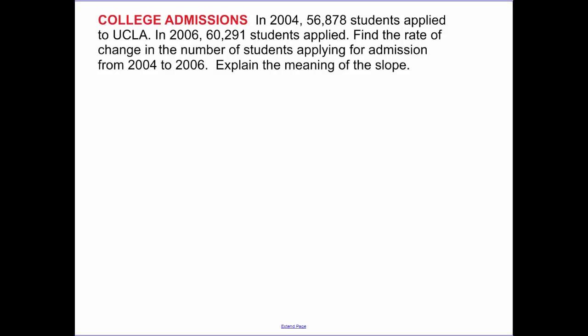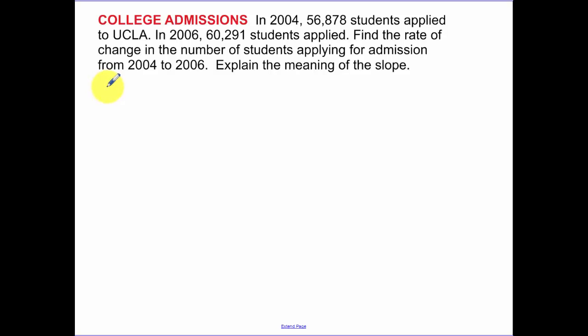So, a rate of change example. In 2004, 56,878 students applied to UCLA. In 2006, 60,291 students applied. Find the rate of change of the number of students applying for admission from 2004 to 2006, and then explain your meaning.